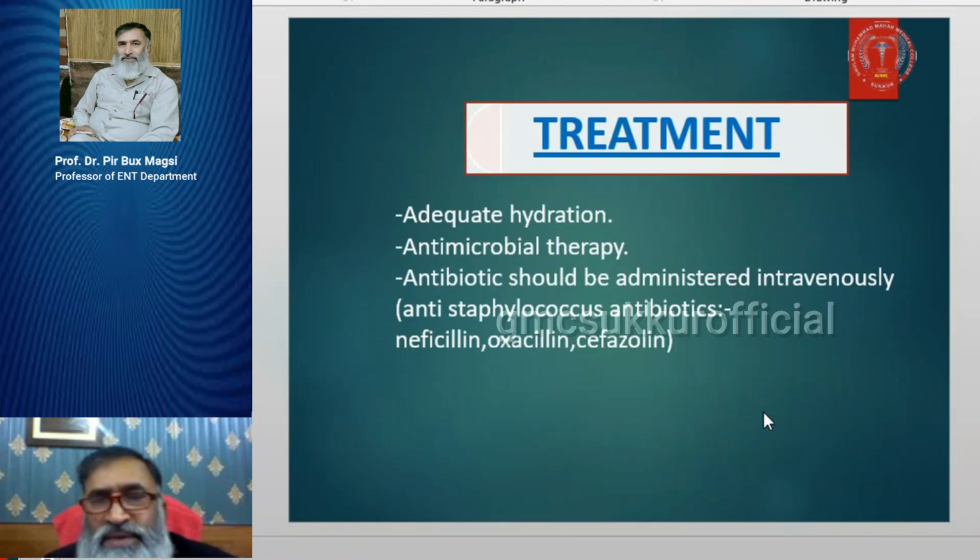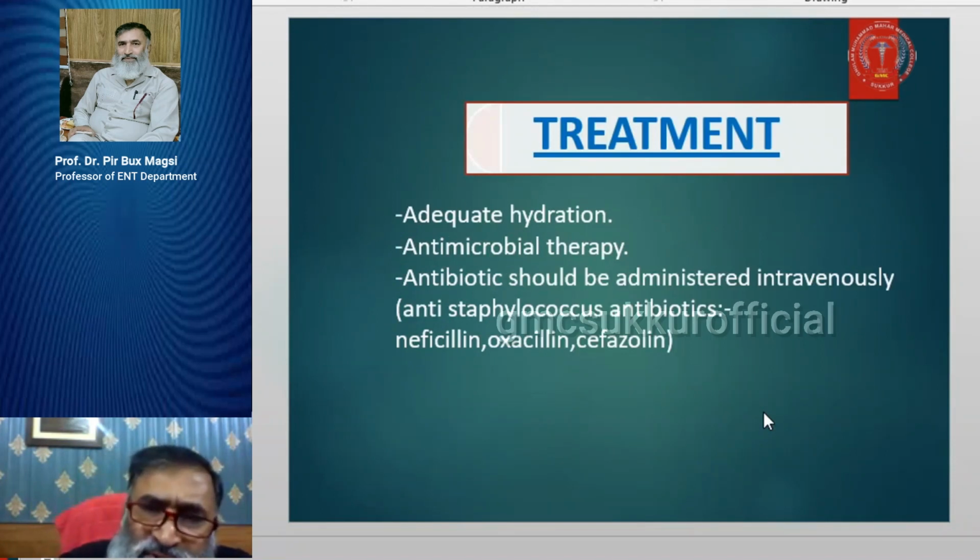Treatment is adequate hydration. Hydration is very, very important. Then antimicrobial therapy after culture and sensitivity. Antibiotics should be administered intravenously: anti-staphylococcus antibiotics, nafcillin, oxacillin, cefazolin.